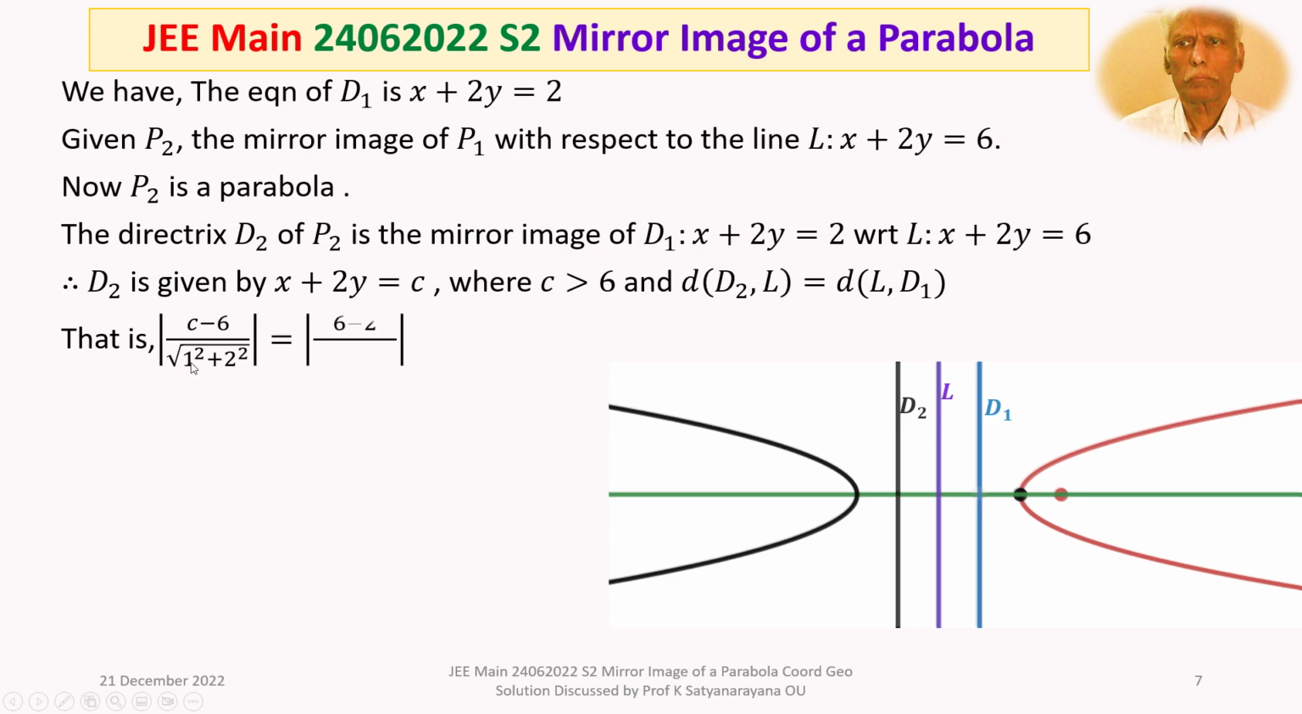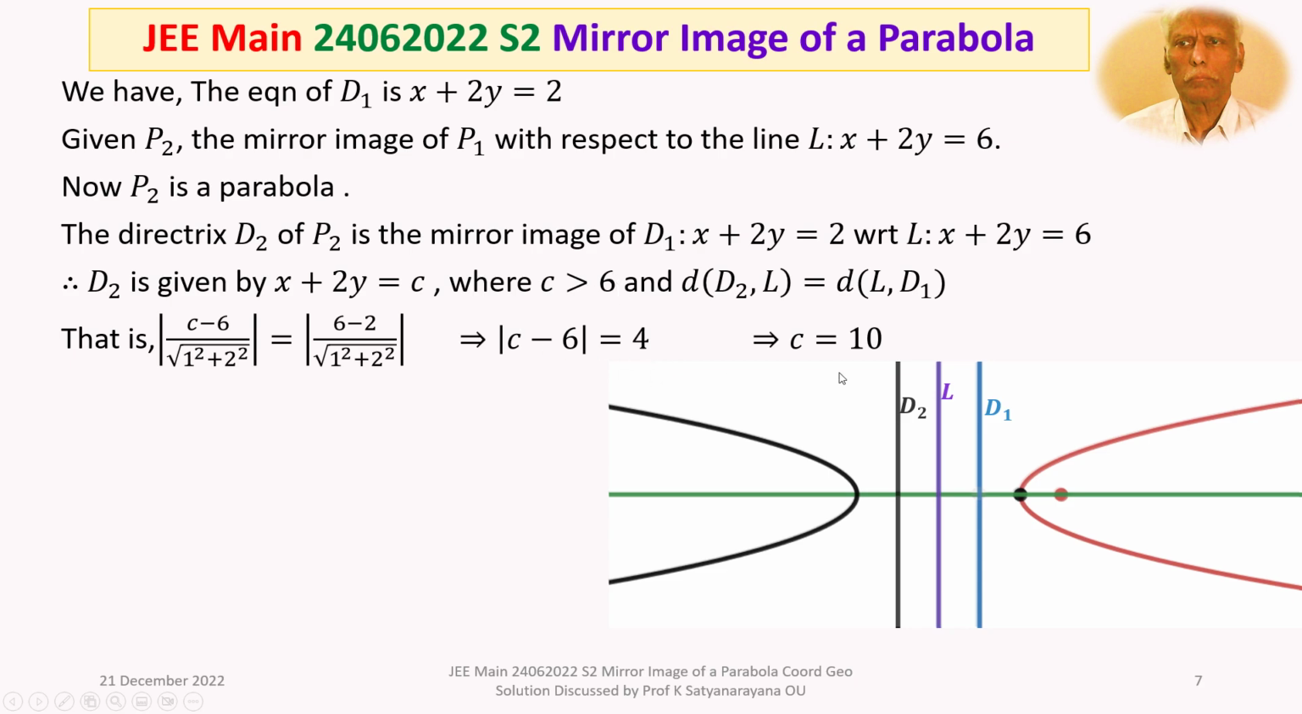Now that is modulus of c minus 6. That means x plus 2y is equal to c, that is d2, and L, x plus 2y is equal to 6. The distance is modulus of c minus 6, by under the square root of 1 square plus 2 square. The distance between L and d1 will be modulus of 6 minus 2 by under the square root of 1 square plus 2 square. This denominator will be cancelled, and modulus of c minus 6 is equal to 4.